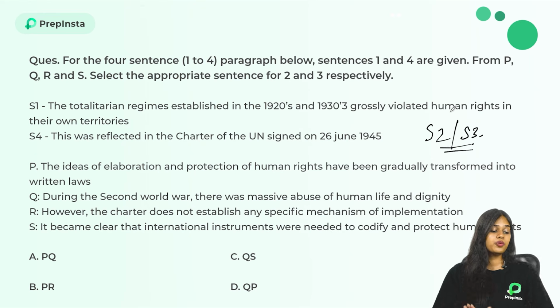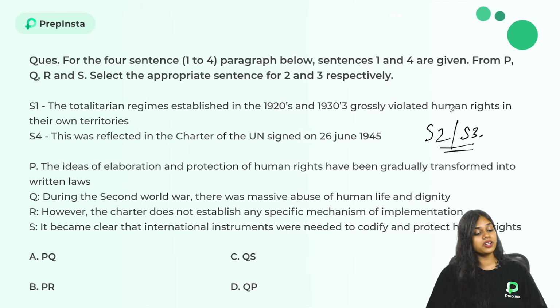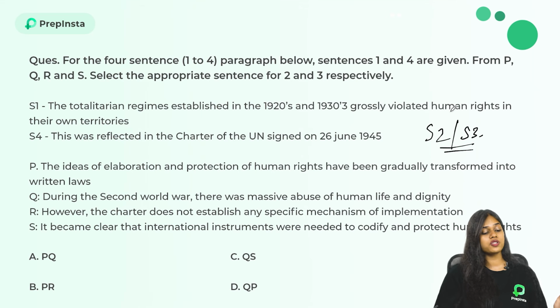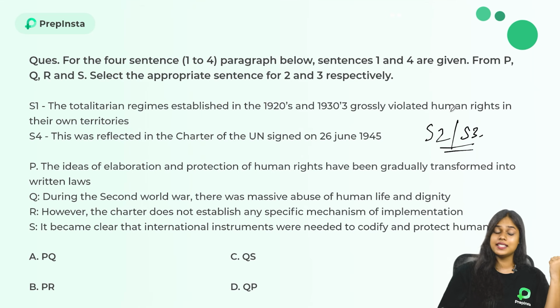The ideas of elaboration and protection of human rights have been gradually transformed into written laws. During the Second World War, there was a massive abuse of human life and dignity. However, the Charter does not establish any specific mechanism of implementation. It became clear that international instruments were needed to codify and protect human rights.